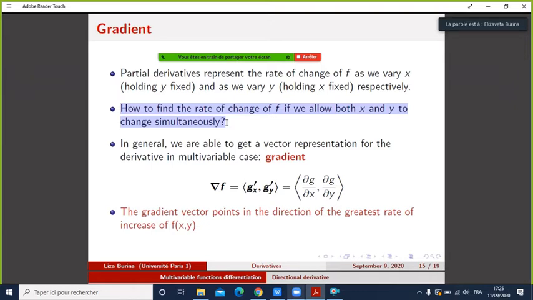Okay, so we have gradient to take care of. And let's make it clear from the very beginning, gradient is a vector. So you already know what this and this are.